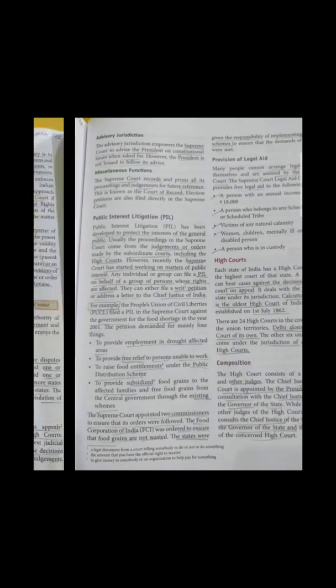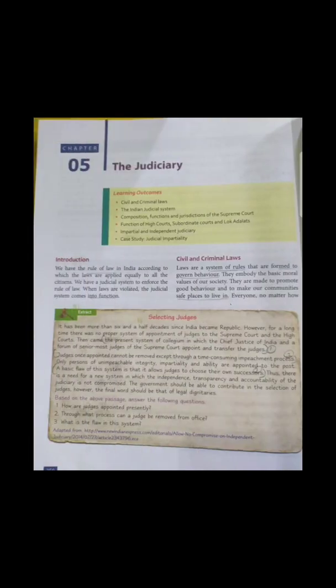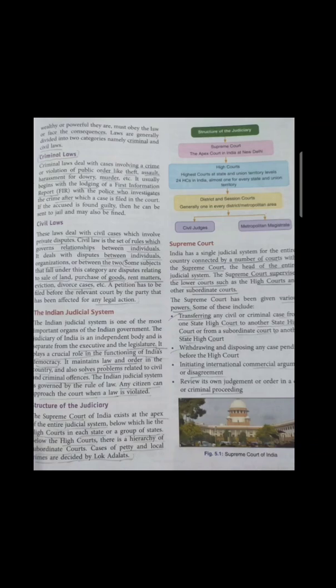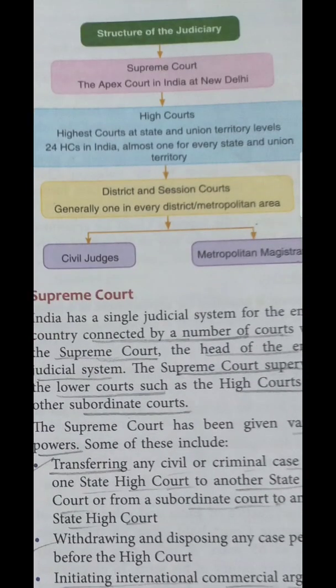In this chapter, we started with the judiciary. We came to know about the various cases that come under the judiciary, which are consulted in the courts. The first one is the criminal case and the second one is civil cases. So criminal laws are there, civil laws are there. After that, we came to know about the structure of the judiciary. The apex court in New Delhi is known as the Supreme Court.